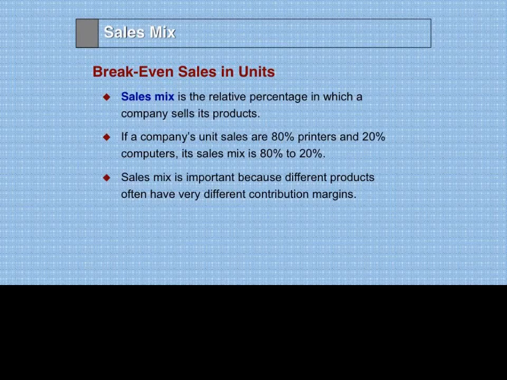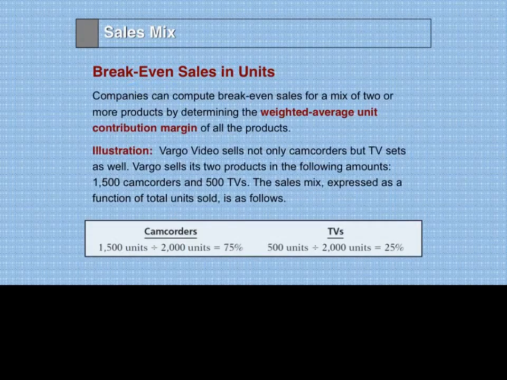Well, first of all, we must look at the sales mix. That is the relative percentage of each product that the company sells, in units. If a company's unit sales are 80% printers and 20% computers, its sales mix is 80-20. Now, a company generally knows what kind of sales mix it has, because consistently over time it will sell the same proportion of products relative to other products. So how do we do the break-even?